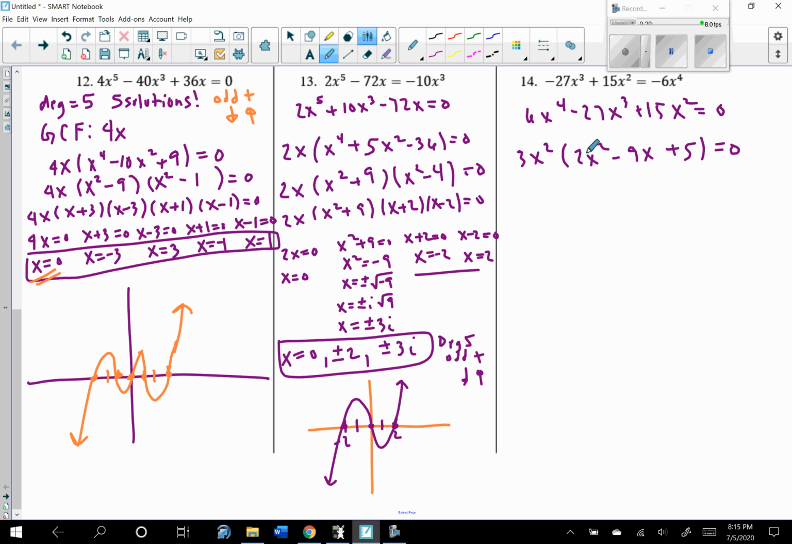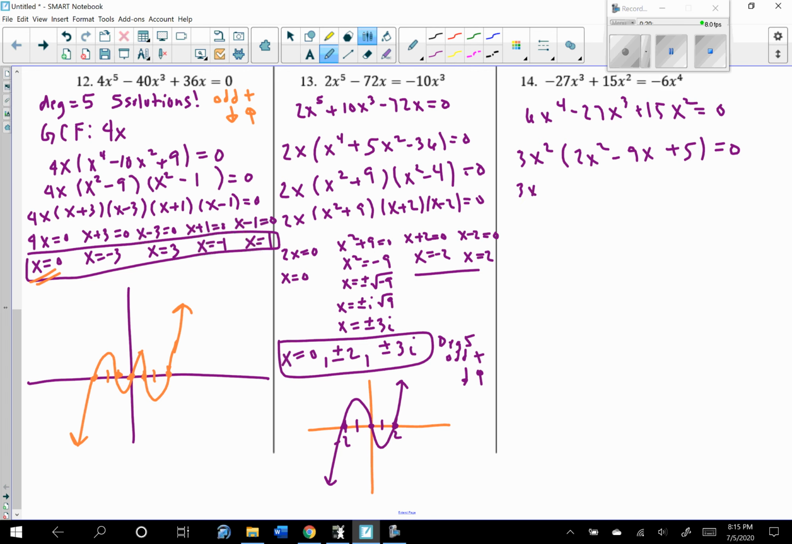And for this, now notice that this term right here is quadratic. So if you wanted to, you can use the quadratic formula. You can try to factor too if you want. So if I take the 2 times the 5, I would get 10. So do I have factors of 10 that add up to -9? Well, think about your signs here.